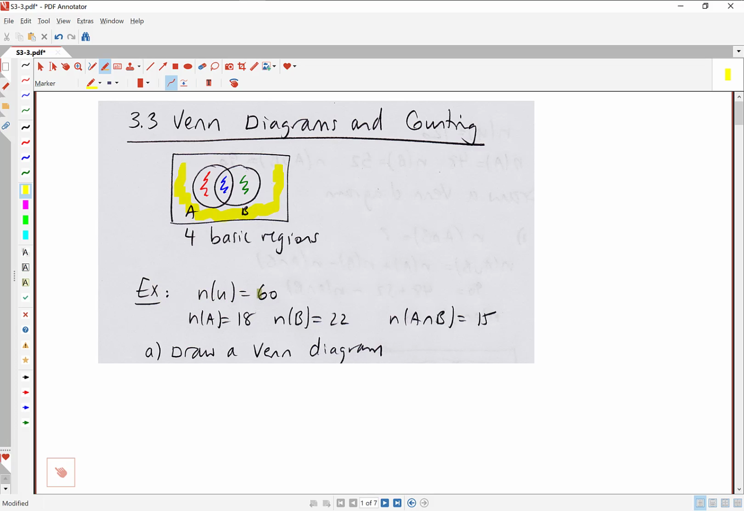Let's say n of U is equal to 60. Well, let's remember that U is our universal set. That's the set of all elements that we care about. So we've got some set that has 60 elements in it. And from there, we've got two other sets, A and B, that we care about. So A has 18 elements, B has 22 elements, and the intersection of A and B has 15 elements. Based on that, let's draw a Venn diagram.